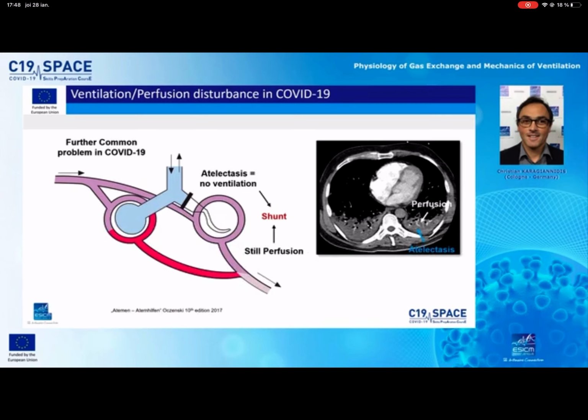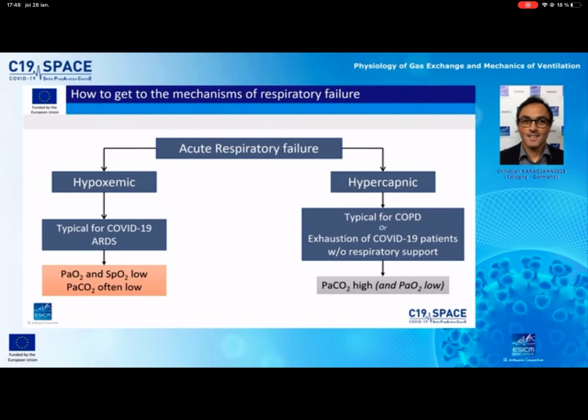The opposite of dead space ventilation is, on the other hand, atelectasis, and this also may occur in this COVID-19 patient. You see that you have a lot of atelectasis here, but you still have perfusion in the lung. And if you simplify that, you see that you have no ventilation here, but you still have perfusion of this alveolus. And this is called shunt, and this may occur at the same time in your COVID patient together with dead space ventilation. So how do you get now to the mechanism of respiratory failure in your patient?